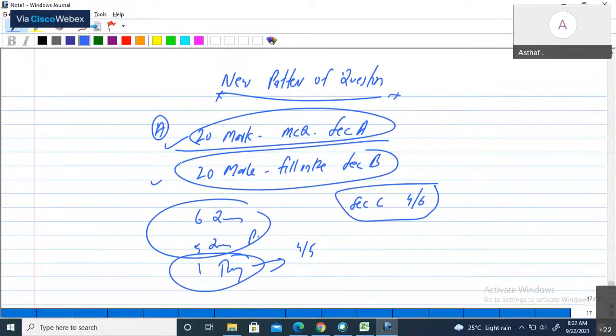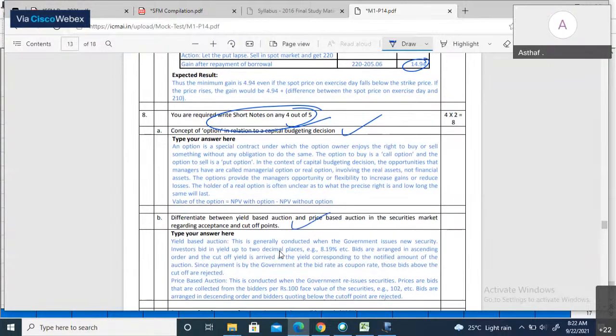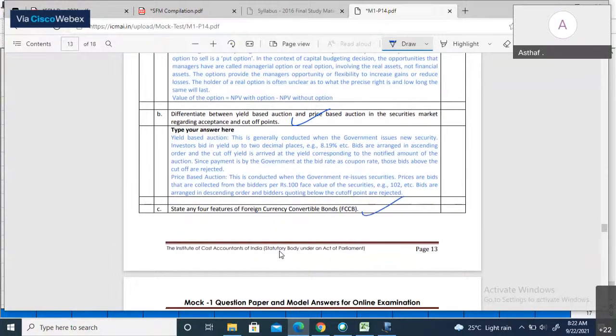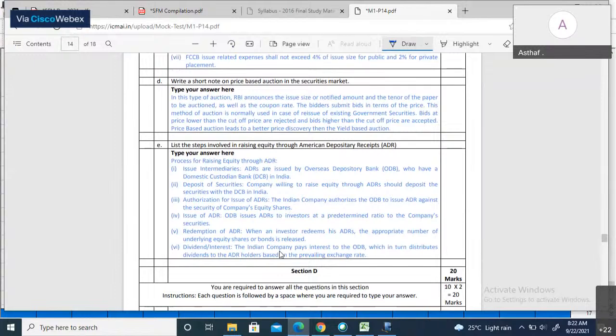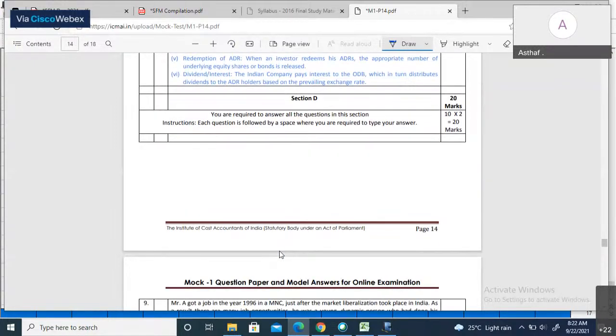It's 20 marks, but 20 marks of theory are not coming. Here you have to answer only the 5 problem questions. Even if you go for this, you have easy questions only. They're asking what is capital budgeting, what is EA, what is a foreign currency convertible bond. Open questions only, they're asking ADR, GDR, etc.